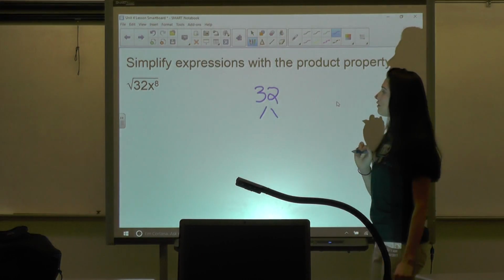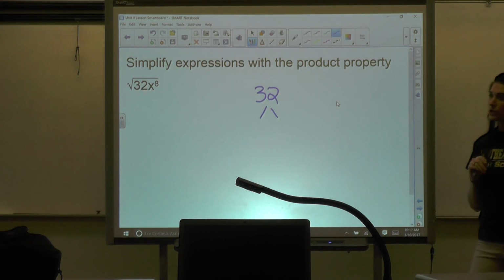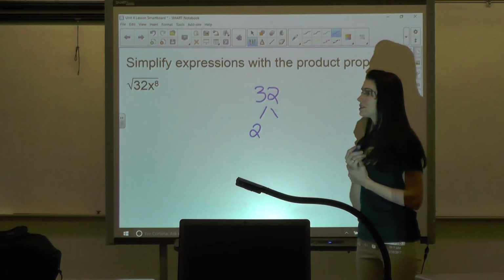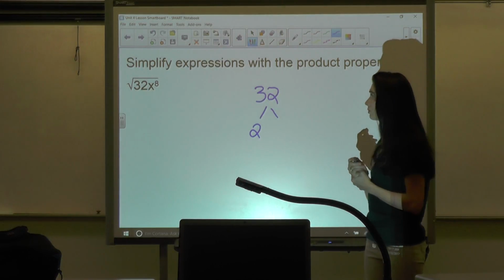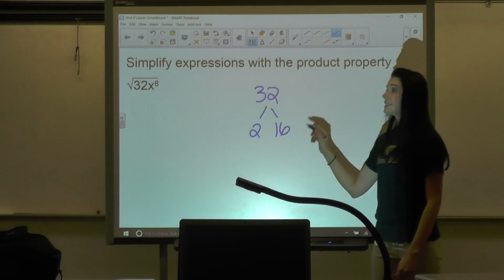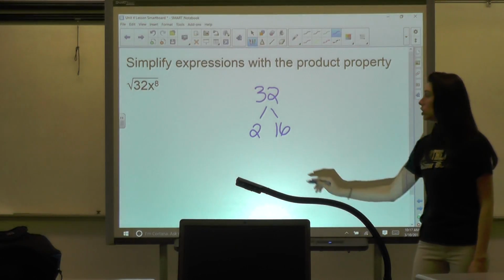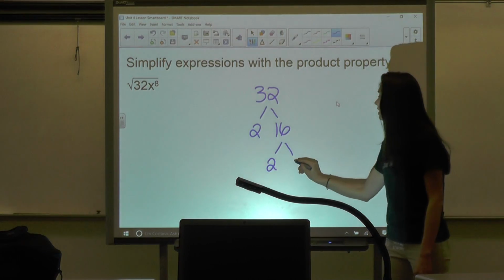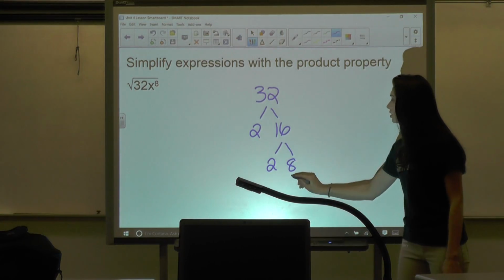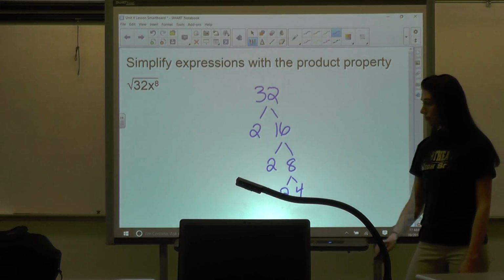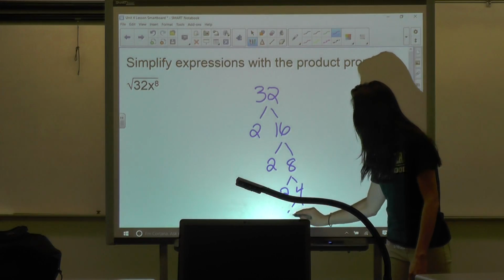Okay, whenever you're using your factor tree, you always want to start off with 2. That's what I always do just to make sure we keep everything together. Is 32 divisible by 2? Yes. What times 2 will give you 32? 16. Is 16 divisible by 2? Yes. 2 times what will give you 16? 8. Is 8 divisible by 2? Yes. 2 times what? 4. And is 4 divisible by 2? Yes. 2 times what? 2.